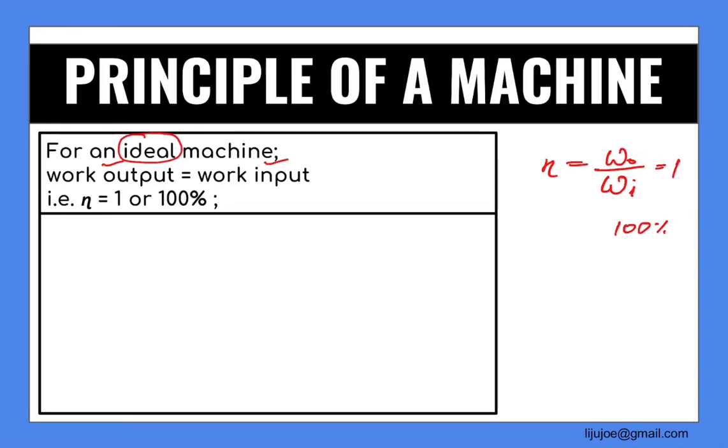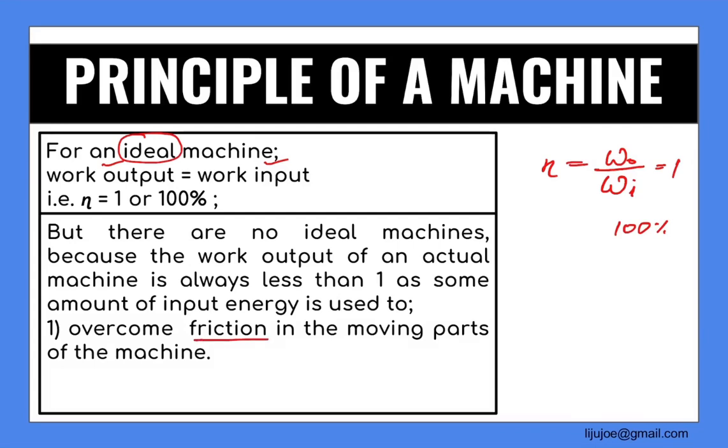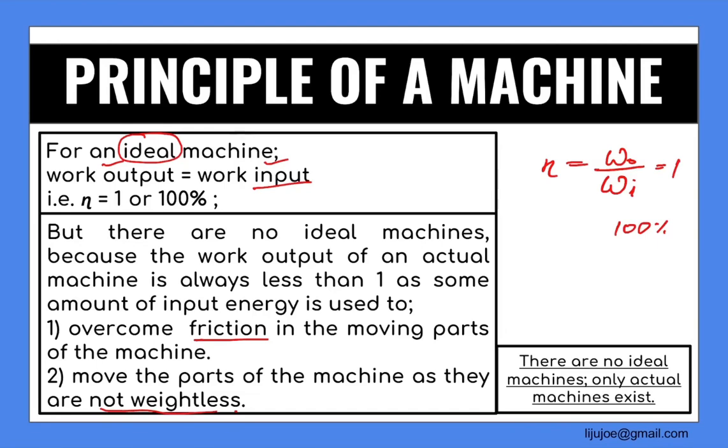So not all machines are 100% efficient, because there are problems like friction. The moving parts of the machine will have friction between them, and also the parts of the machine are not weightless, so we have to apply force to move them. Some input is used by the machine, and therefore a machine cannot be 100% efficient. Actual machines cannot be 100% efficient. There are no ideal machines, only actual machines exist. Okay, and this is the principle of a machine.